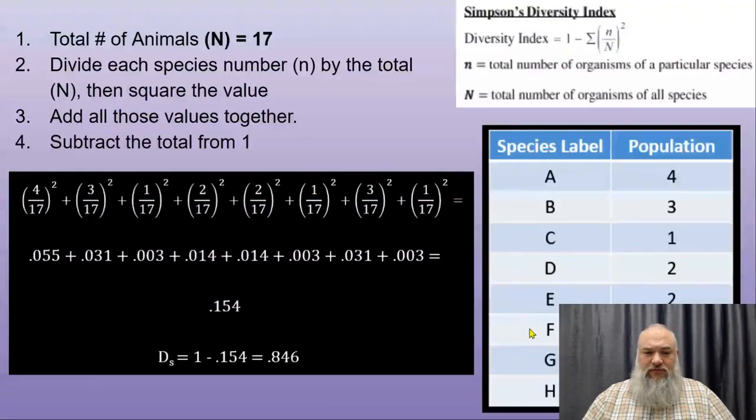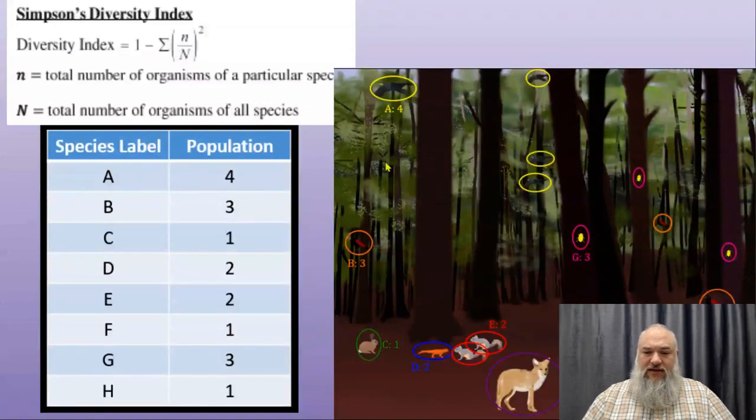So let's take a look at one here, an example. So here we're looking at this forest, and we're going to count up how many of the different types of organisms we have. So got them circled over here so you can see where they're all at. You can see these eagles here, 4 of those for A. B, we've got those red-winged blackbirds, 1, 2, 3, and so on. So we've got the numbers here.